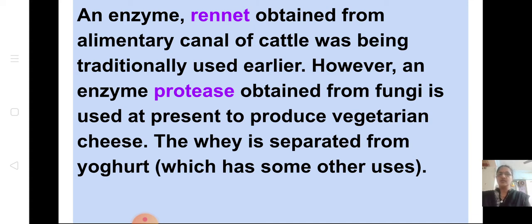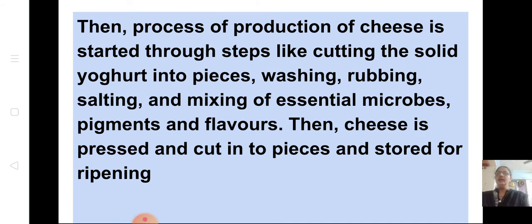We will see the steps for producing the cheese. The process of production of cheese starts with steps like cutting the solid yogurt into pieces. So first the yogurt is produced, and the whey, the water, is removed from it. Then after cutting, washing, rubbing, salting and mixing of essential microbes, pigments and flavors. Then cheese is pressed and cut into pieces and stored for ripening.